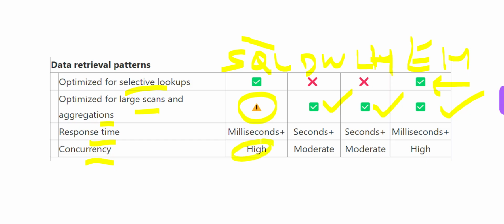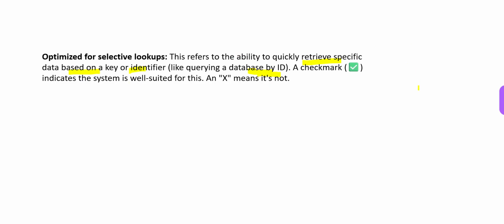There is no concurrency. So where do you get high concurrency? SQL gives you that, and event house. Obviously, why? Because the data volume is less, so less processing, so more people can get the data out of it. With data warehouse and lakehouse, the data volumes are enormous, so the concurrency is moderate. It is not low, but it is moderate. So I hope you understood how we are trying to compare this.